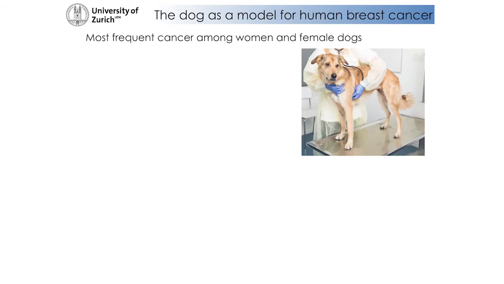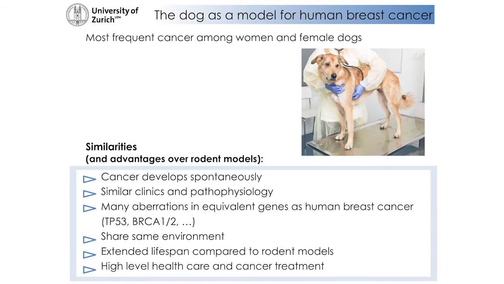To analyze what is going on in the tumor stroma, one of the models we are using is breast cancer in dogs. By many, the dog is considered a good model for human breast cancer. Breast cancer is the most frequent cancer among women and female dogs. Similarities and also advantages over rodent models include cancer developing spontaneously. There are very similar clinics and pathophysiology between the two species.